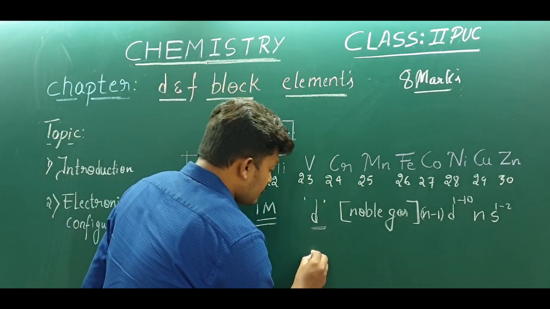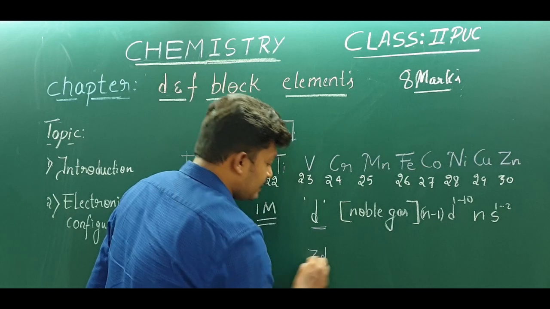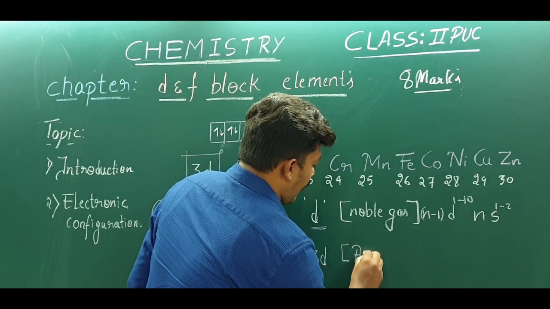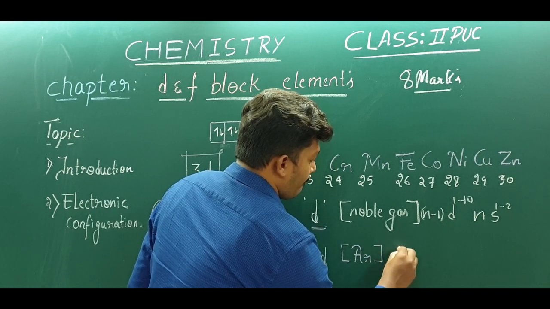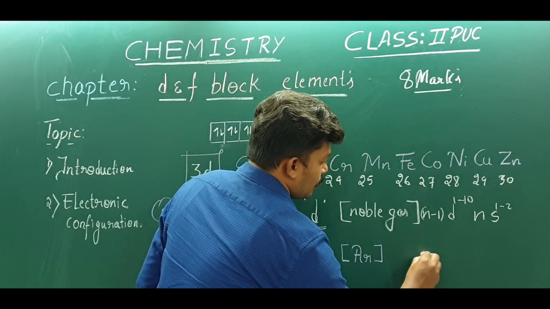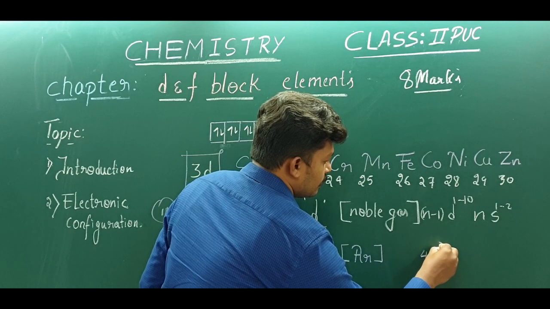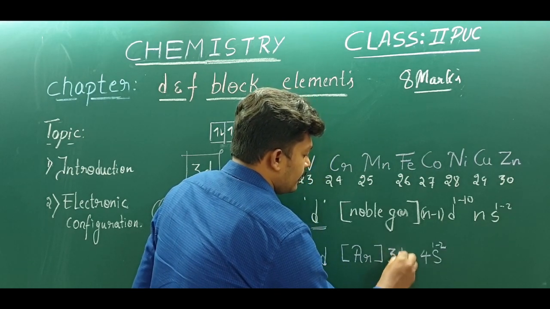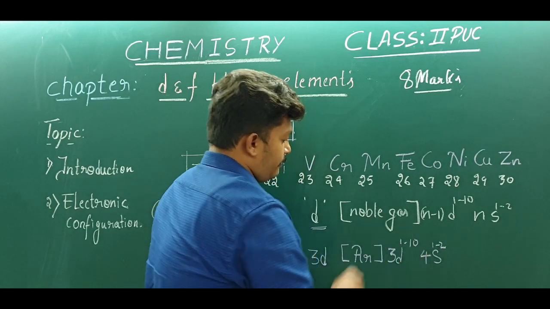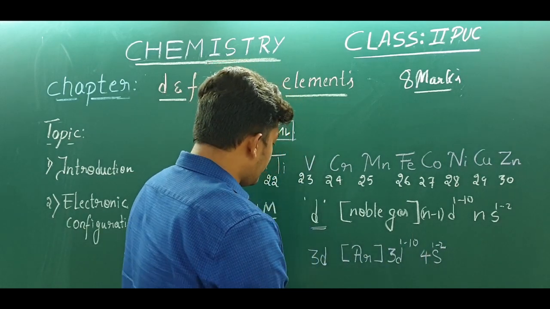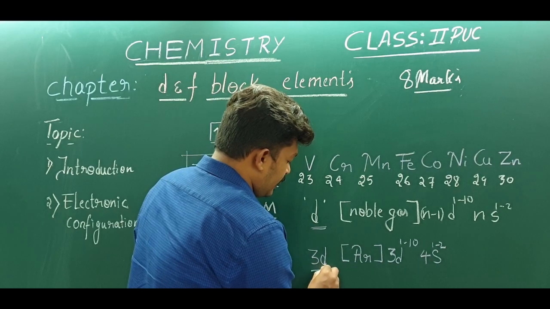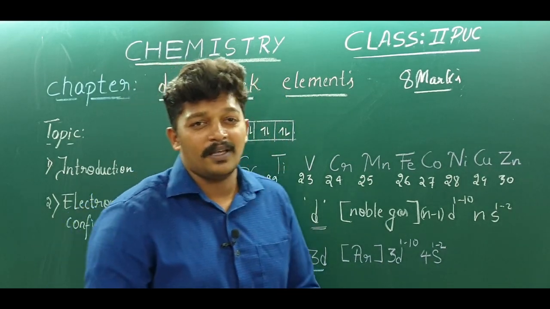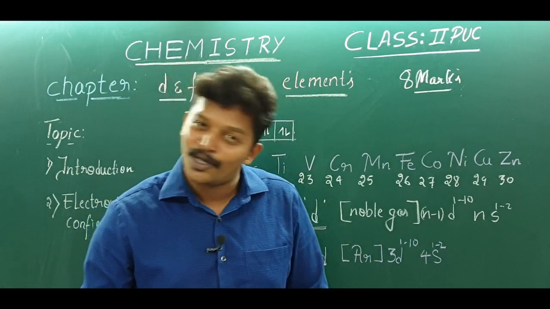So if they ask particularly for the 3d series, you have to write argon, 4s 1 to 2, 3d 1 to 10. If they ask generally for the d block, you have to write like this. If they ask 3d, you have to write like this. So I think all of you are familiar with writing the electronic configuration.